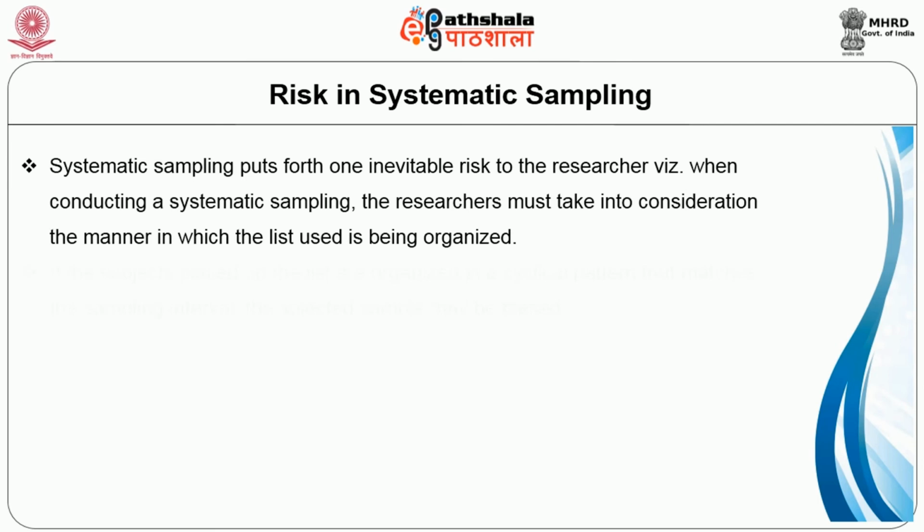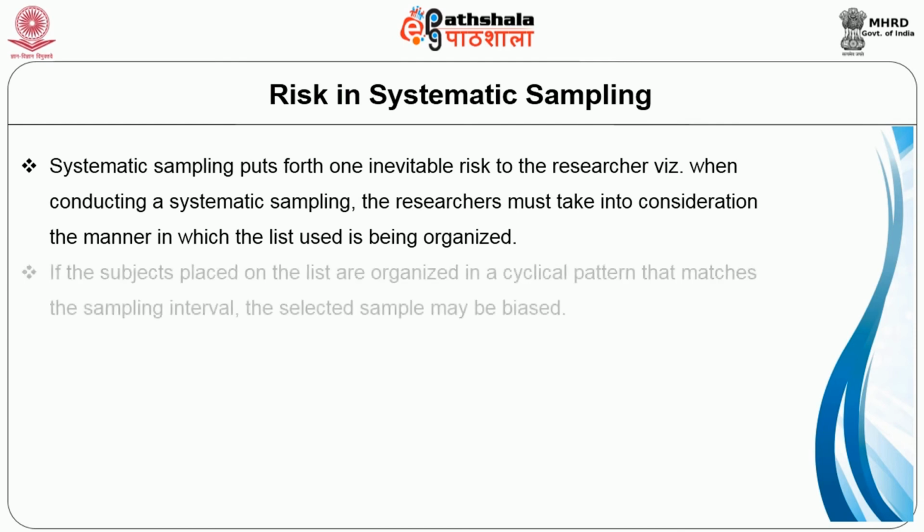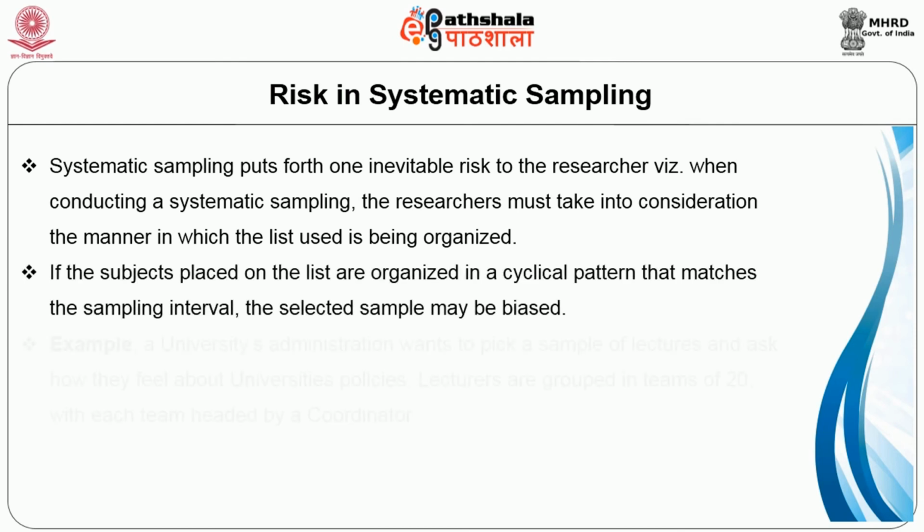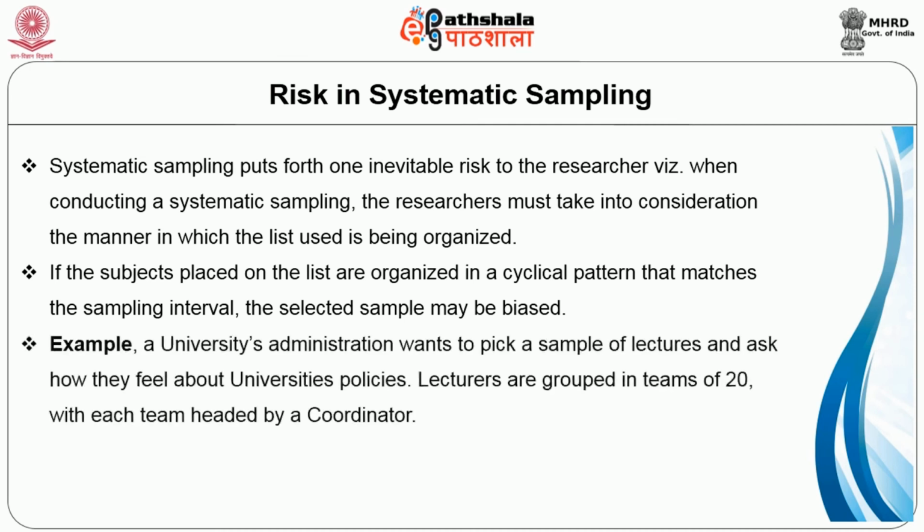Systematic sampling puts forth one inevitable risk to the researcher, namely, when conducting a systematic sampling, the researchers must take into consideration the manner in which the list used is being organized. If the subjects placed on the list are organized in a cyclic pattern that matches the sampling interval, the selected sample may be biased.